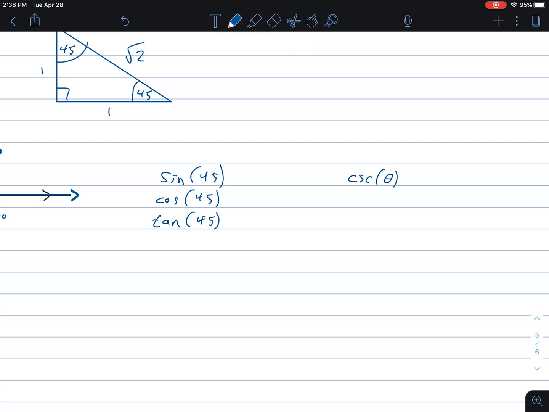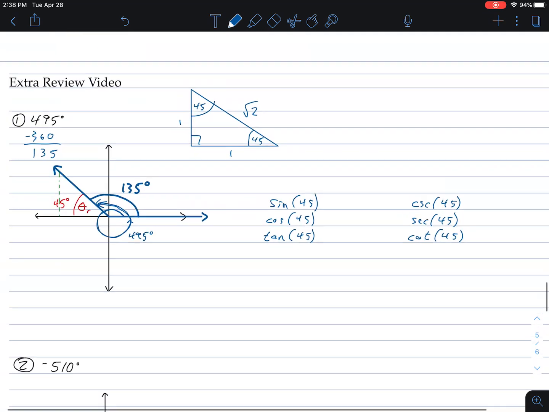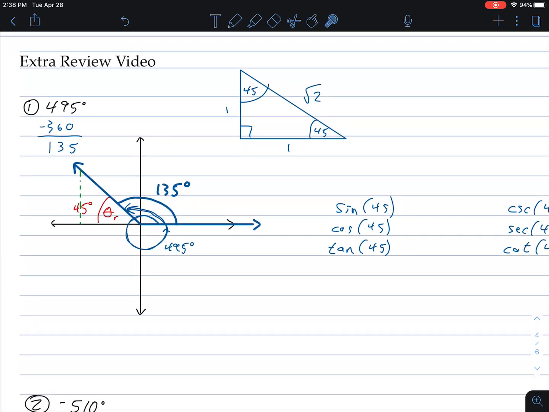Cosecant, secant, cotangent of 45. All right, so I'm doing everything on a 45 as my theta, because one lap around plus this much, my reference angle is 45 degrees.